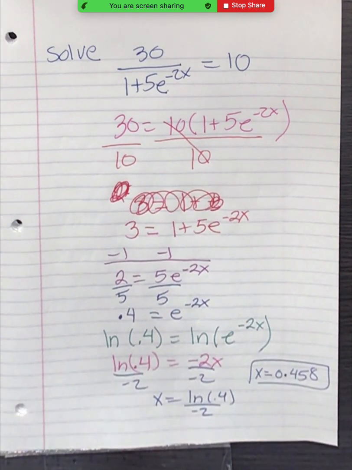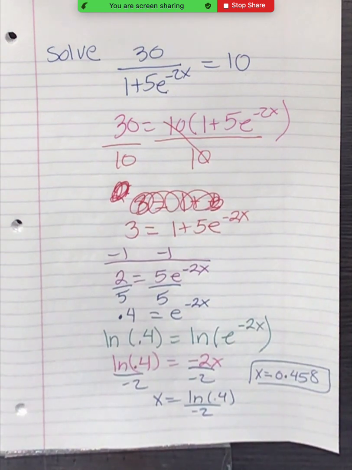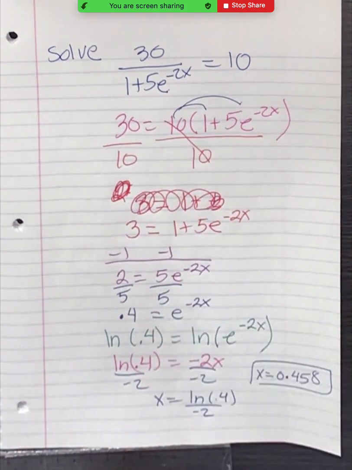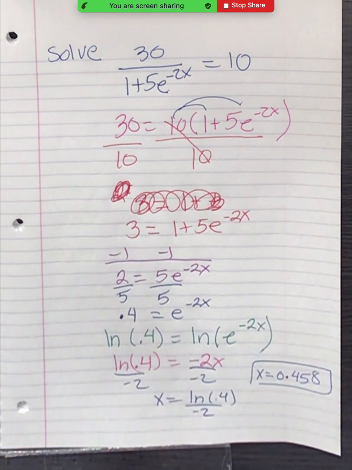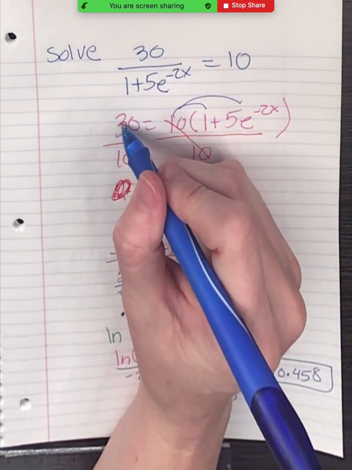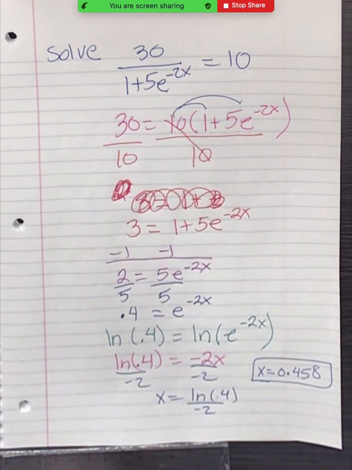Okay, so our steps are the same no matter what. We want to solve just like we've solved in the past. Again, in my notes, I distributed the 10. You're going to get the same thing because eventually you have to undo that distribution, but it was easy to divide 30 by 10 first.